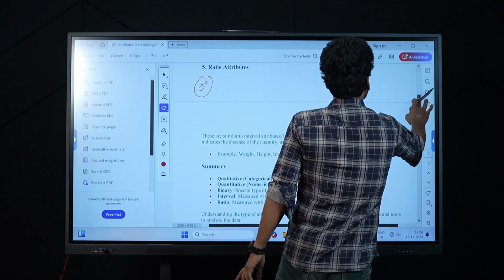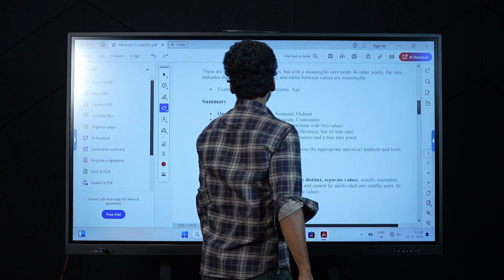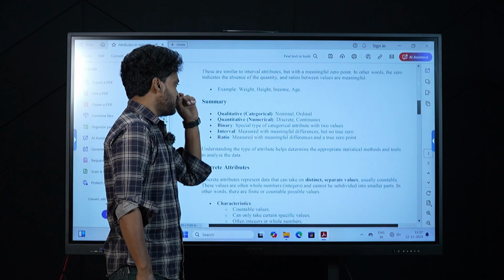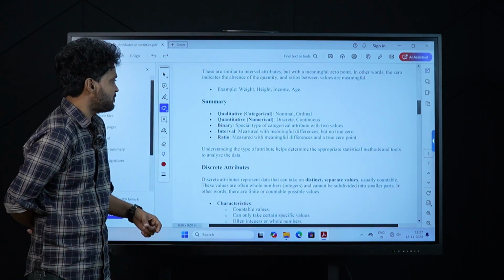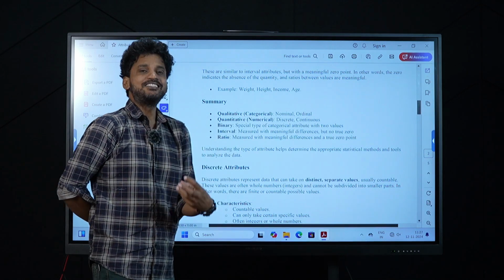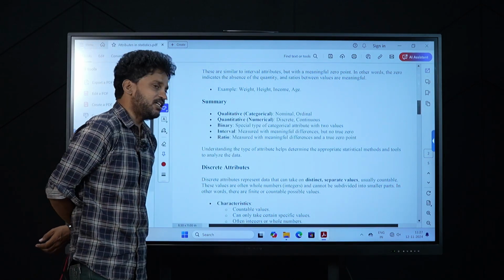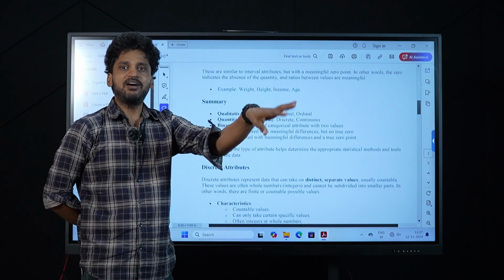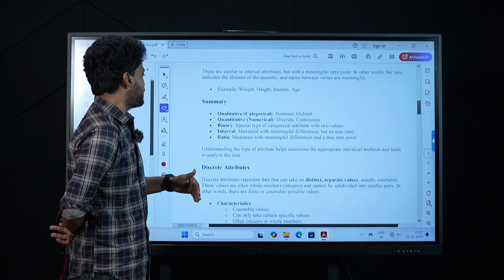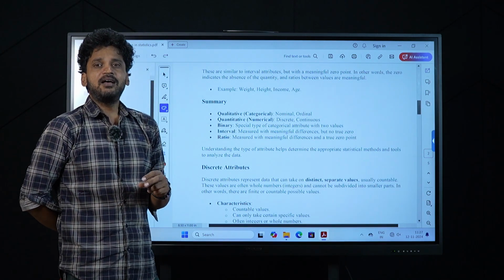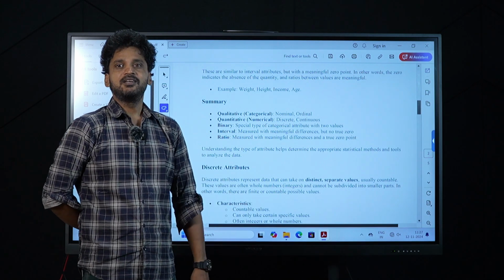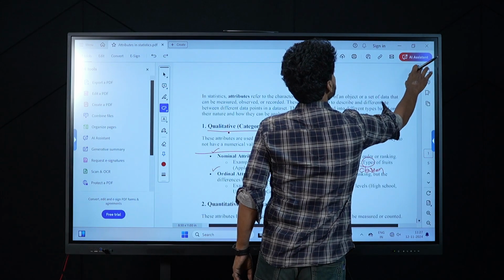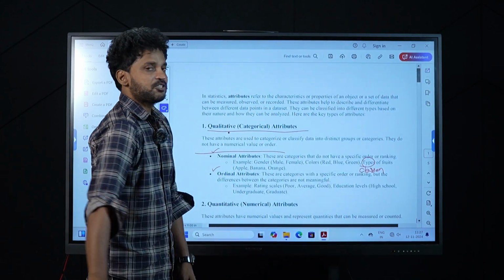Now let us understand the qualitative attributes. Qualitative attributes are nominal and ordinal. Quantitative attributes are discrete and continuous, as we discussed. Binary attributes are a special type of categorical attribute with two values only, 0 and 1. Interval attributes, of course, spread across some range, but there 0 signifies some value. It is not a true 0. Ratio means 0 will absolutely be equal to 0. These are the attributes with respect to statistics.